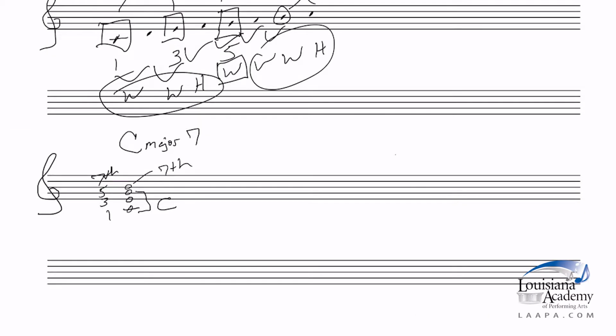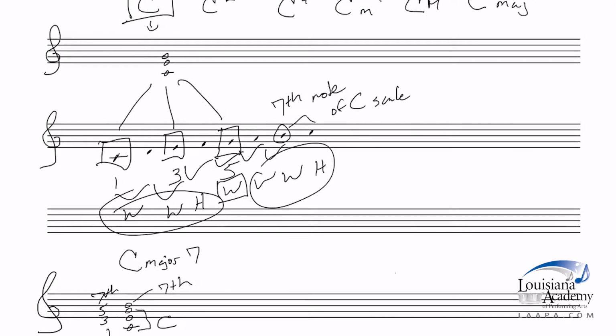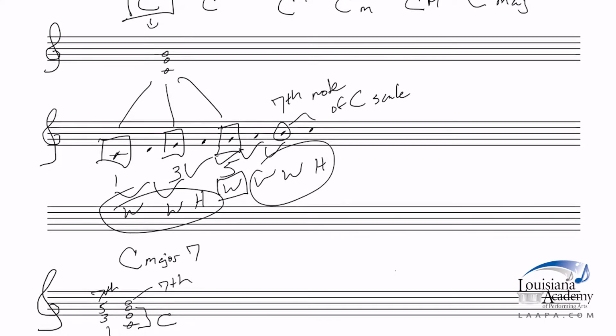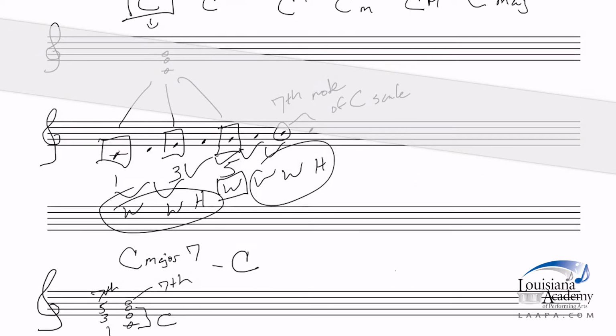Okay, so let's talk about all these different symbols here. There's a lot of duplication here that you might come across down the road, but a C major 7 can actually be notated a number of different ways. You might see C, big M 7, that's supposed to be an M. Or you might see the C triangle 7, or you might see the C M A J 7.